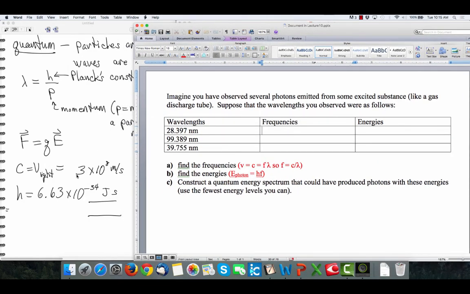And the speed of light is 3 times 10 to the 8th meters per second. And h is 6.63 times 10 to the minus 34. Yeah. I got a frequency. All of them? Okay, great. Top one? And I got 1.05 times 10 to the 16th first.